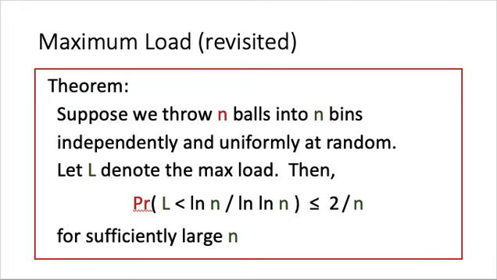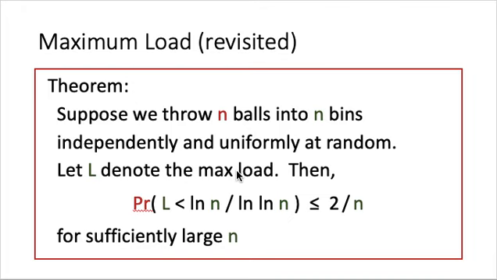Show two example applications of the Poisson approximation technique. The first one is about maximum load. Here we are going to throw n balls into n bins, so the number of balls is the same as the number of bins. And then we let L denote the maximum load.